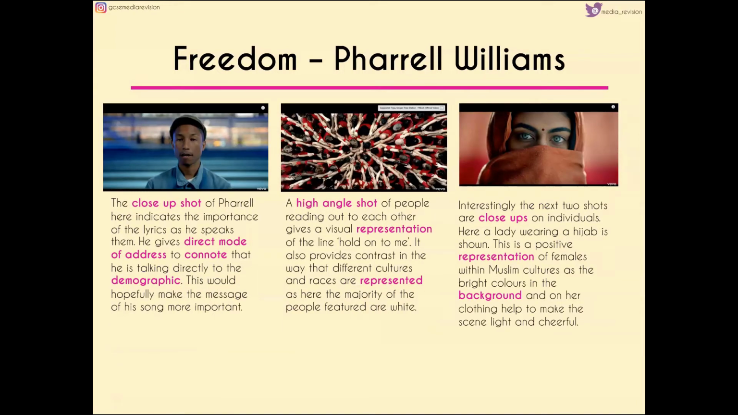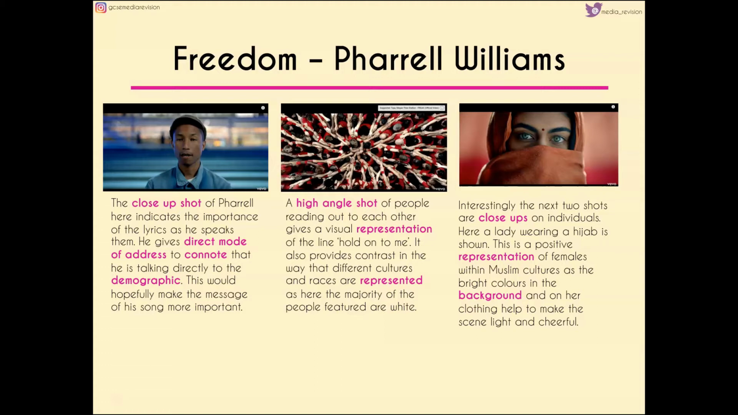Whereas the close-up shot of Pharrell gives sort of importance to the lyrics that he speaks. He's using direct mode of address, which creates a connection between us and him within the video, and this suggests that he's talking directly to us, and hopefully by doing so it'll make the message of his song more important and more impactful. We then have a high-angle shot of people reaching out to each other, and this gives a visual representation of the line that he speaks, "Hold on to me."